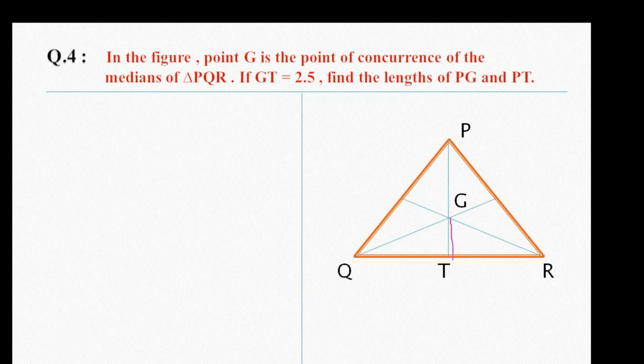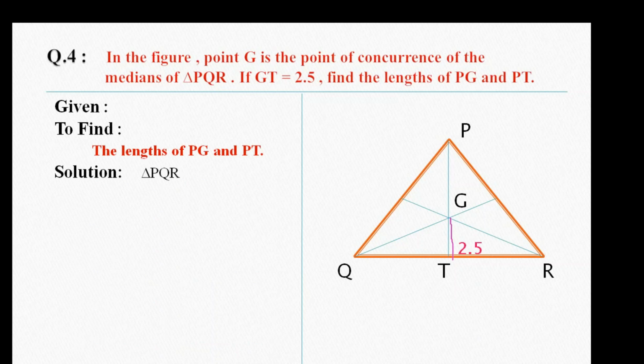And we know that the centroid of the triangle divides the median in the ratio of 2:1, in which GT is given to you as 2.5 units. So we have to find out PG. How can we find it out? Let's see. Given, first you can write down from the question. To find the lengths of PG and PT, we have to find the solution.